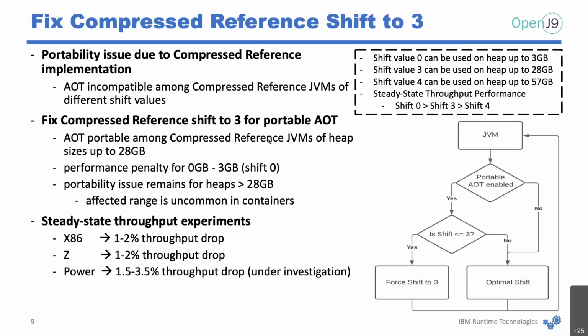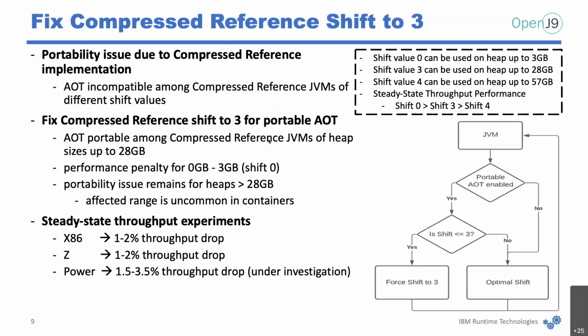And it really comes down to which shift value to pick. First off, not all shift values can be used on all heap sizes. For example, shift 0 can only be used on JVMs with a heap size under 3 GB, and a shift value of 3 can be used on heap size up to less than 28 GB. Shift 4 can be used on heap size less than 57 GB.